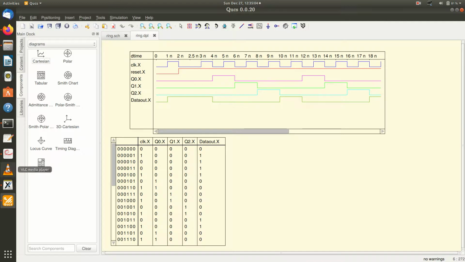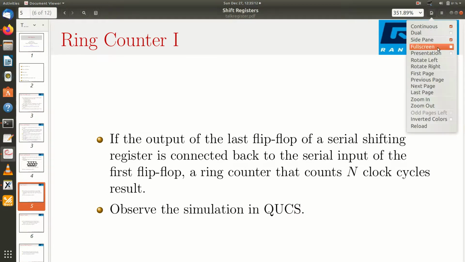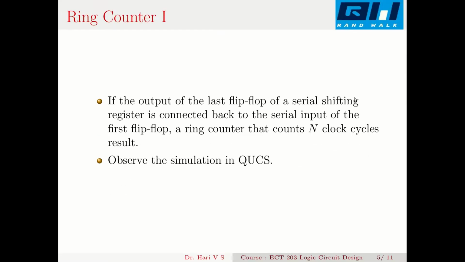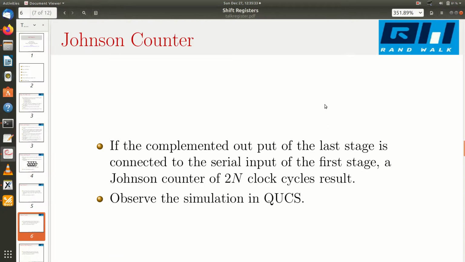Now there is another kind of ring counter, a twisted ring counter, or something called a Johnson counter, wherein instead of feeding the Q output, you feed the Q bar output. The complemented output of the last stage, that is the last stage Q bar, is fed back to the serial input of the first stage. So here the specialty is that you can count 2n clock cycles. I will show you the simulation in QUCS.